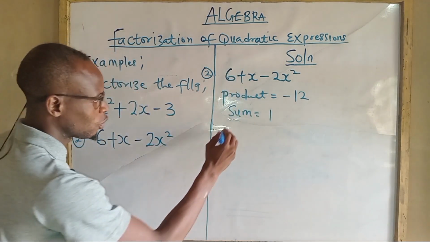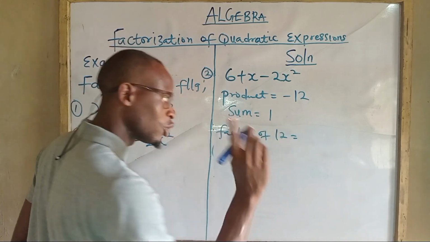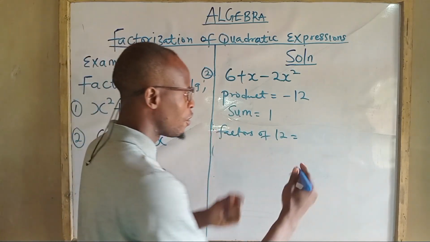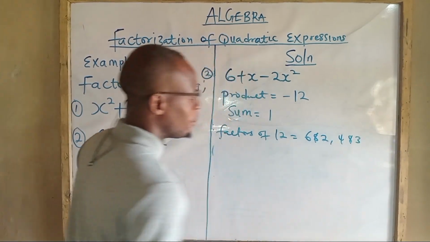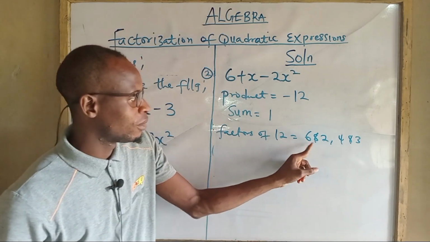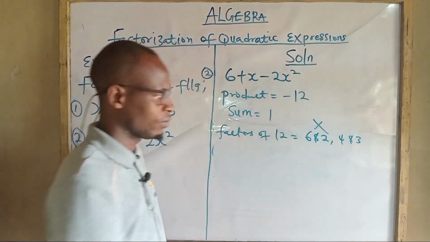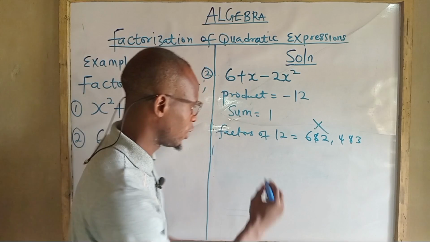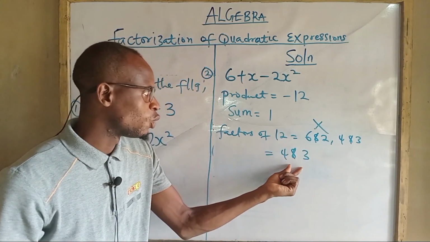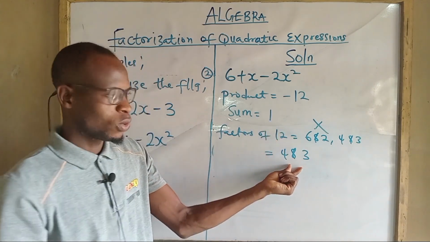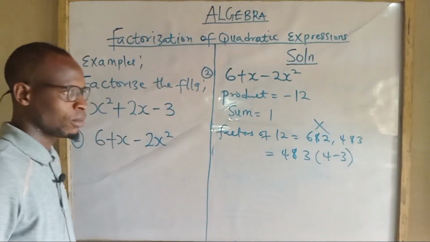So you get the factors too. The factors of 12, they are 6 and 2. Also 4 and what? 3. But if you look at 6 and 2, when you subtract 6 minus 2, it will never give you 1. So that means we don't need this one. It's out. So our factors are simply 4 and 3. So how can we arrange this 4 and 3 to suit this condition of plus 1? It's simply going to be 4 minus 3, just like what I explained earlier.